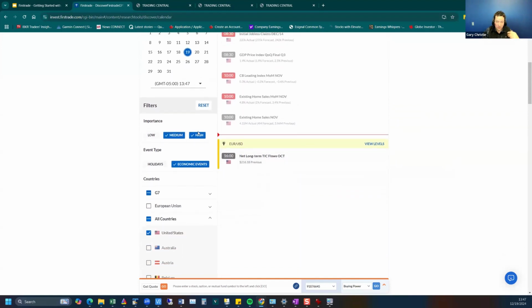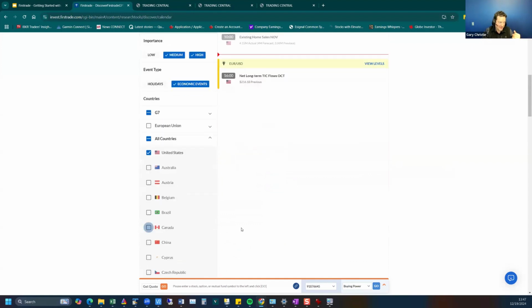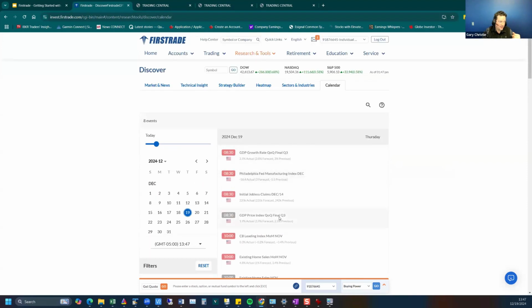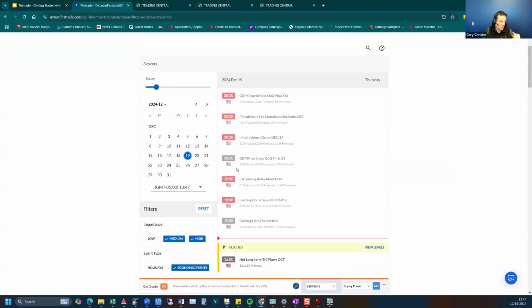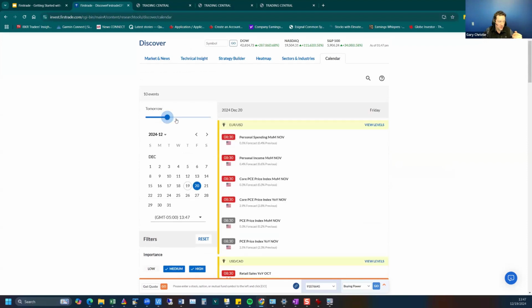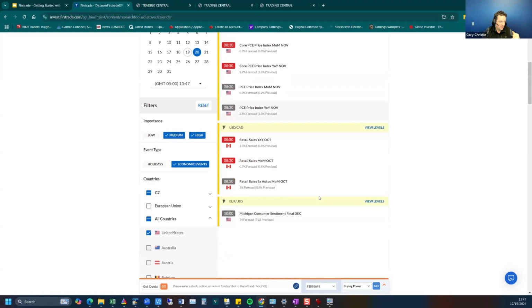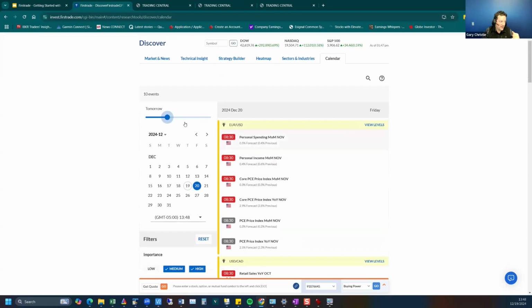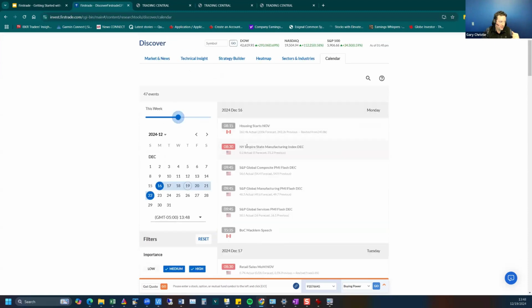I can filter by how important it is, if it's high or medium or low. I can also filter by country. I'm biased, I'm in Canada, so I can add Canadian data. We had not much today, but I can switch it to tomorrow. Tomorrow's a Friday, I don't expect too much. But we have something coming out tomorrow. Personal spending. Okay, that's interesting. And then I can also do it by week. I can go for the week and plan my week ahead, right?